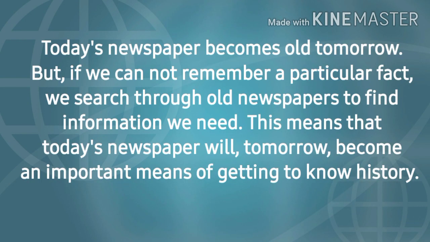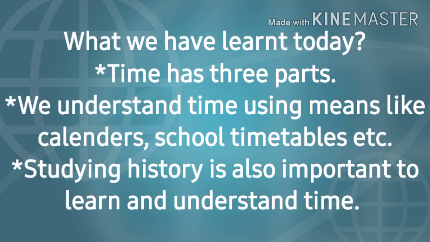Children, today's newspaper becomes old tomorrow. But if we cannot remember a particular fact, we search through old newspapers to find the information we need. This means that today's newspaper will tomorrow become an important means of getting to know the history. So what we have learned today? Time has three parts: past, present and future. We understand time using means like calendars, school timetables, etc. Studying history is also important to learn and understand time.